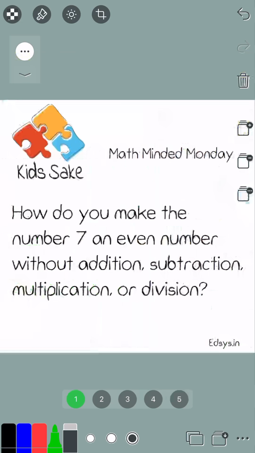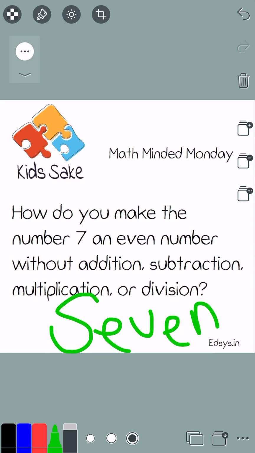How do you make the number 7 an even number without addition, subtraction, multiplication, or division? How do you make 7 an even number without any mathematical calculations?